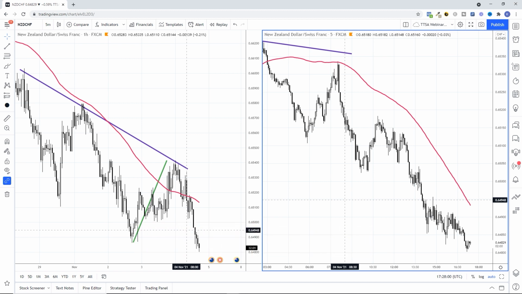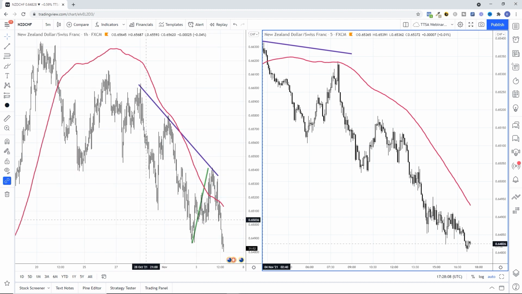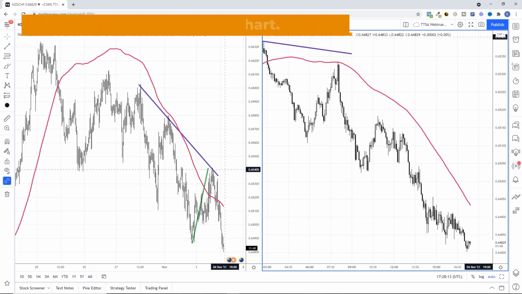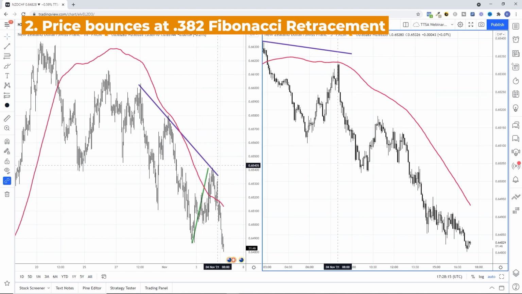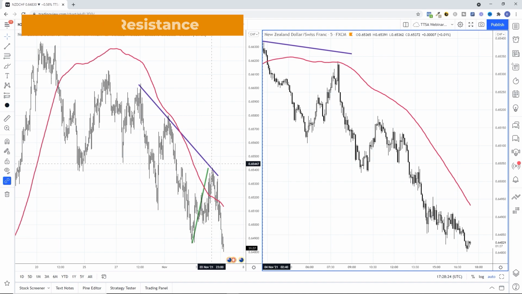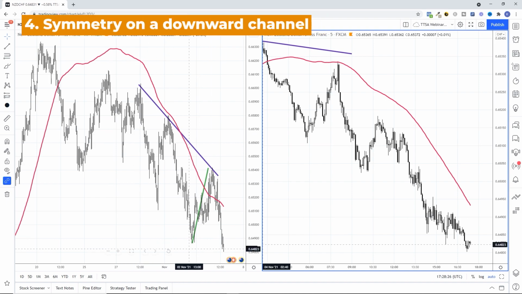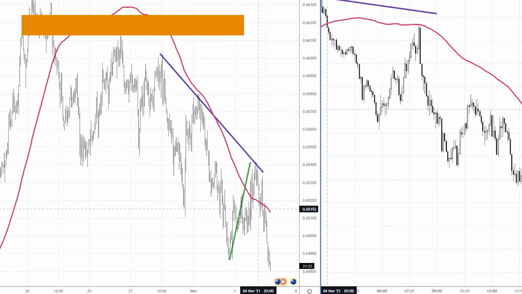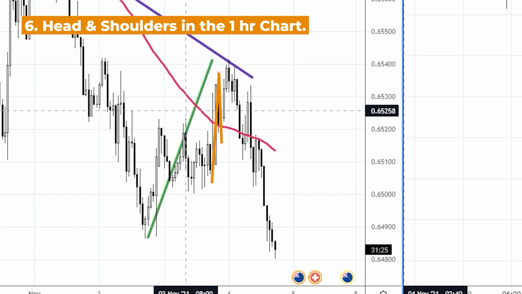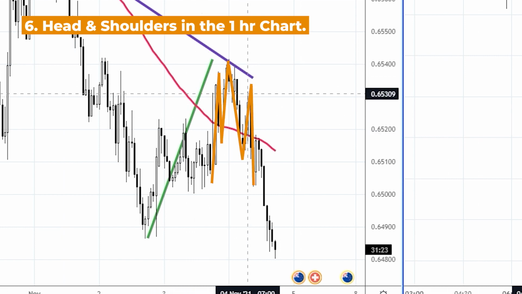So let's do a quick summary of this trade. On the daily, we were hitting a regression line right here. On the 4 hour, we could barely penetrate the 382 Fibonacci retracement. We had a minor support and resistance area right here. We had some sort of symmetry going on with a downward channel. We had some harmonic vibrations going on here. We had a head and shoulders pattern on the 1 hour time frame.